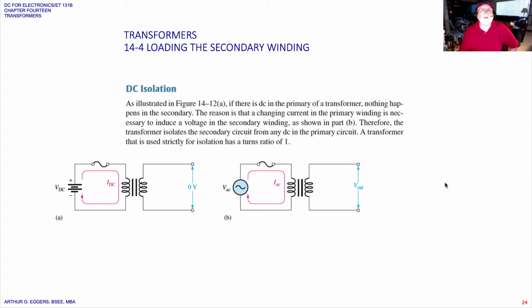A transformer that is used this way is strictly for isolation and has a turns ratio of 1. In the previous examples we had fractions: 0.3, 0.2, 0.5, 0.4. In this case we have a turns ratio of 1. So we have a one-to-one relationship between the two windings.